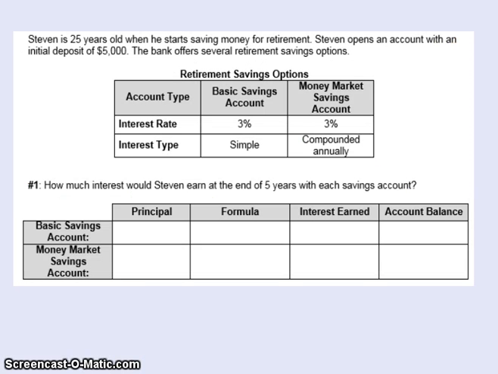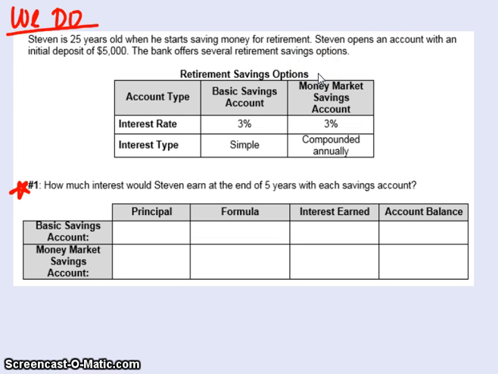Alright, let's go ahead and get this paper out. This is going to be a we do. And then you're going to do the one that's on the very bottom on your own. So it says Stephen is 25 years old when he starts saving money for retirement. Stephen opens an account with an initial deposit of $5,000. The bank offers several retirement savings options. And so then your question says, how much interest would Stephen earn at the end of 5 years with each savings account? So again, let's highlight the important information.